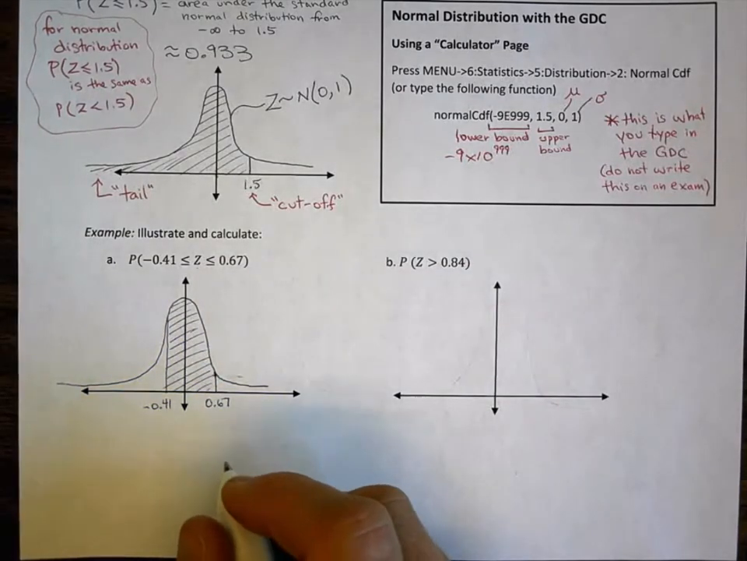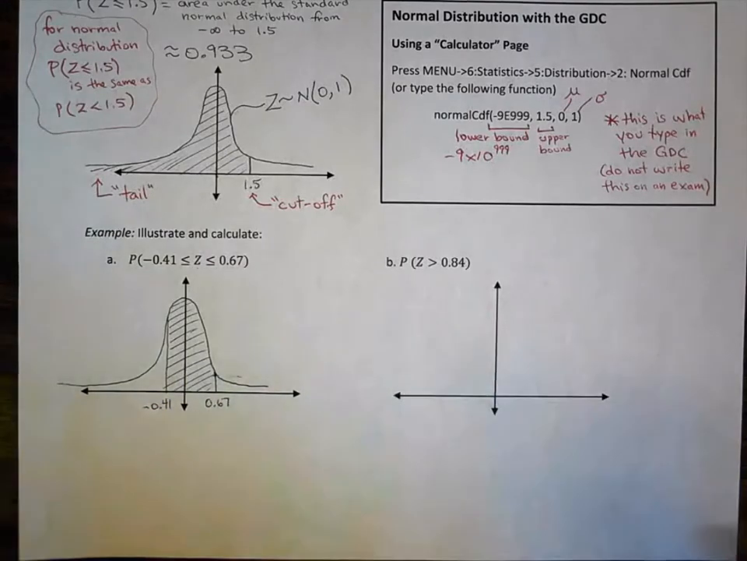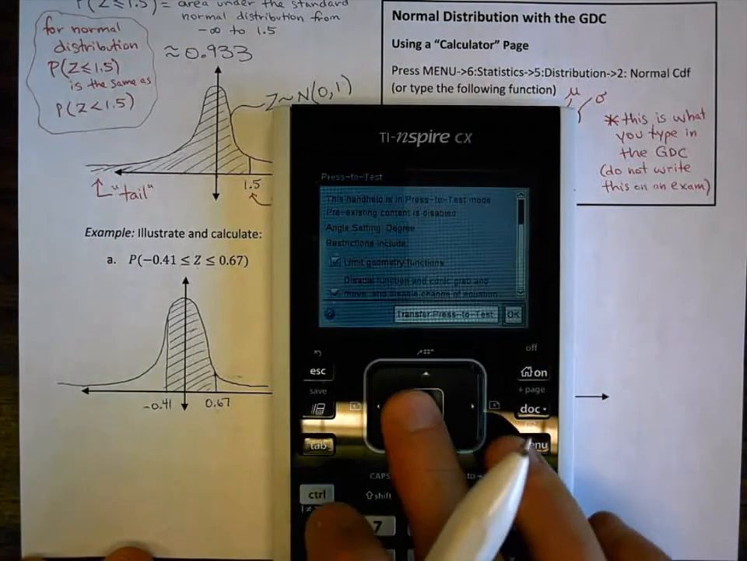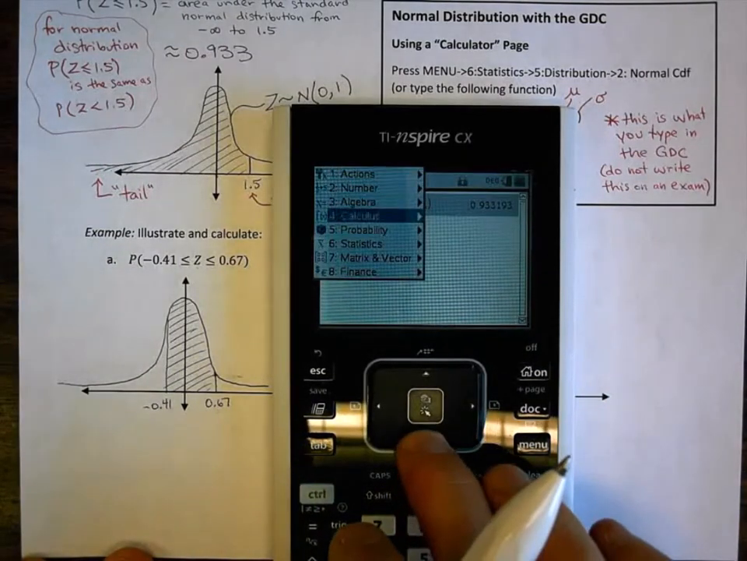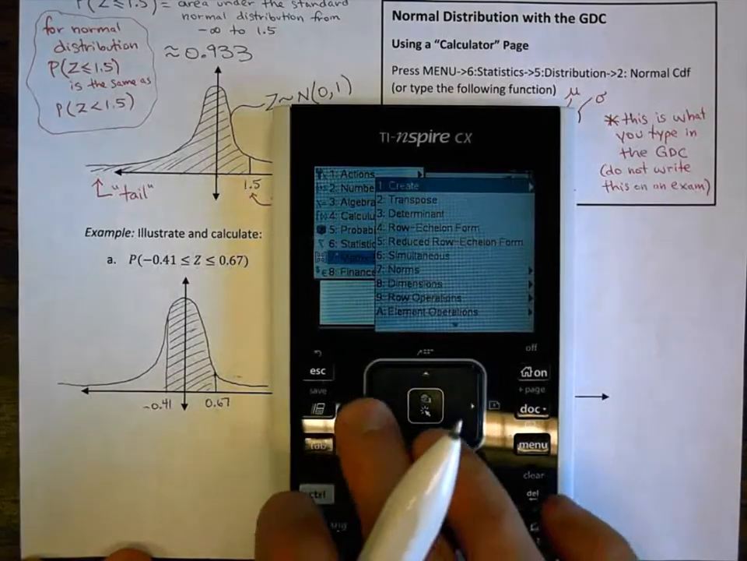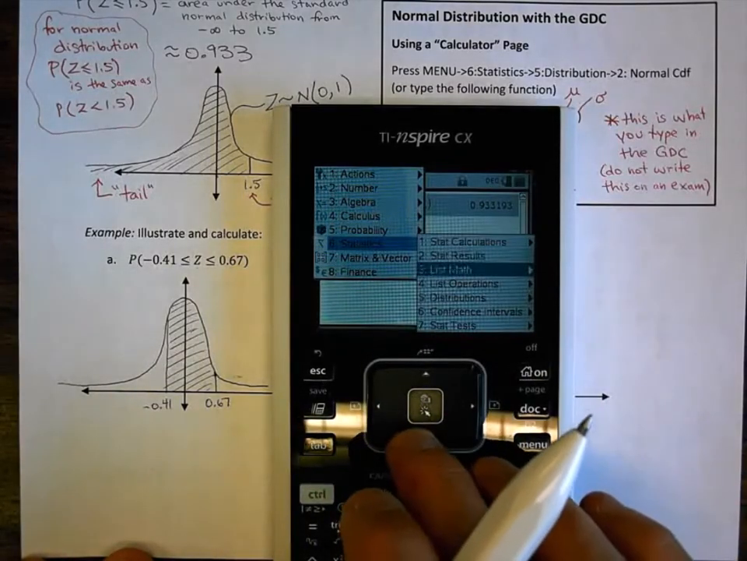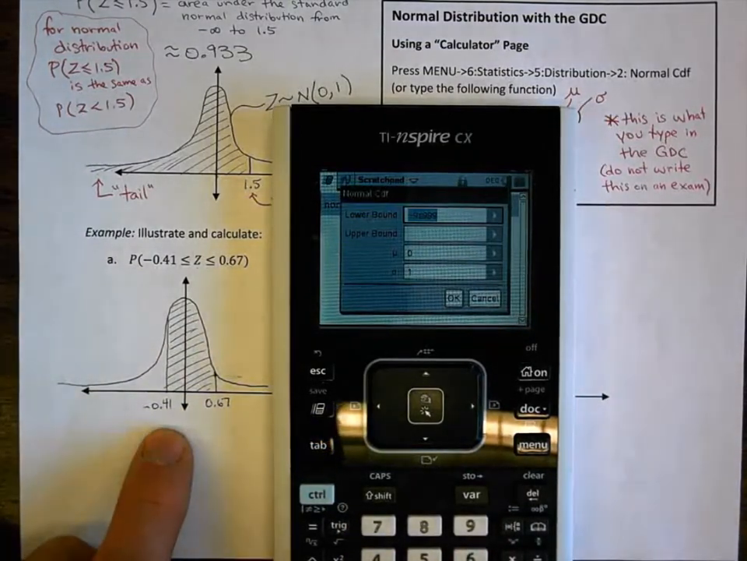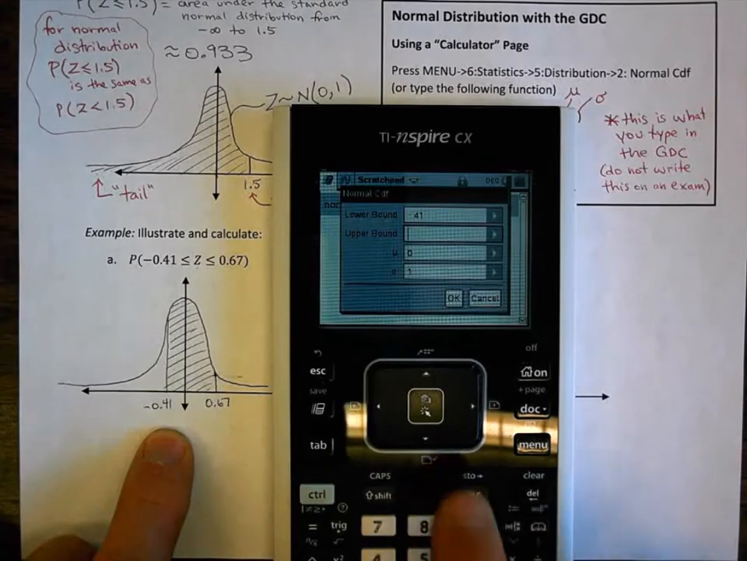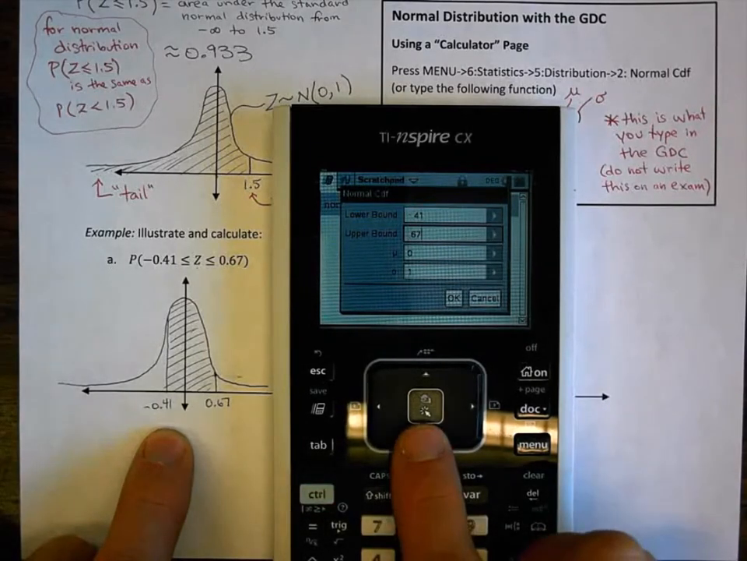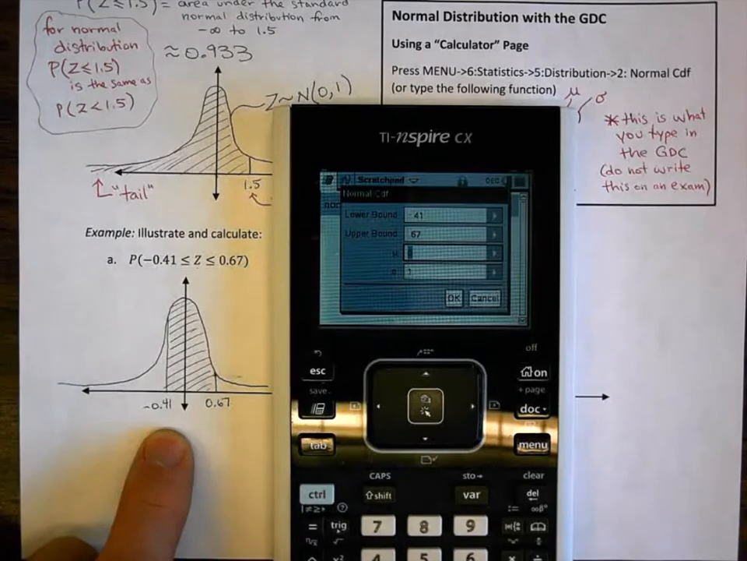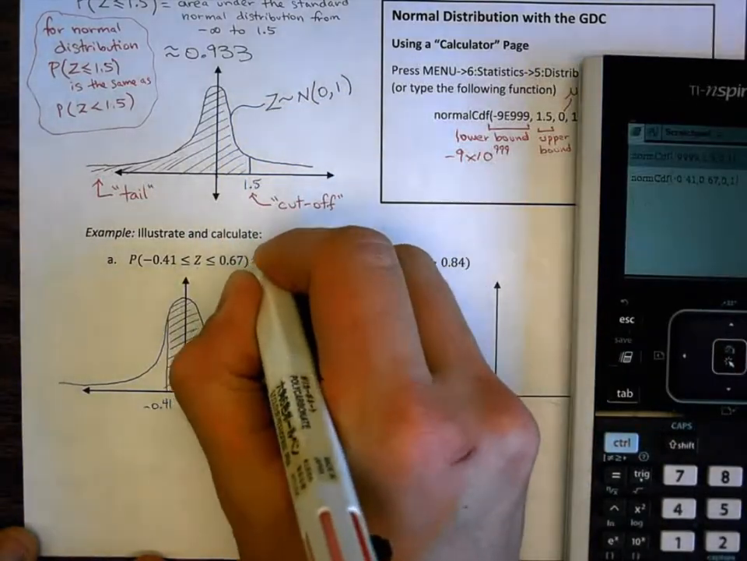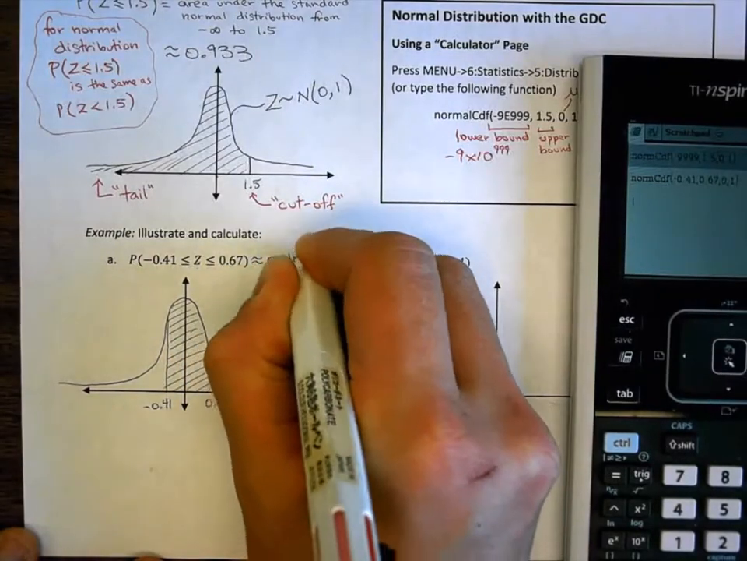The way we do this is we can use our calculator, because look how powerful our calculator is. I press menu, statistics, oh, sorry, don't do that. And we go to distributions, normal CDF, always. The lower cutoff is negative 0.41. The upper cutoff is 0.67. The parameters are 0 and 1, because this is a standard normal distribution. I press enter, and it gives me my answer. And I should always round to 3 sig figs. So this is 0.408.